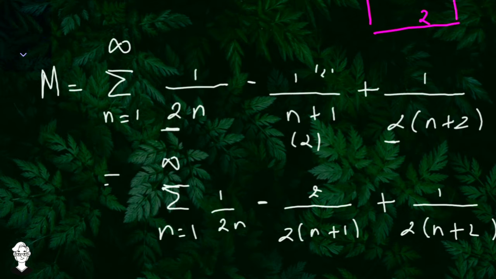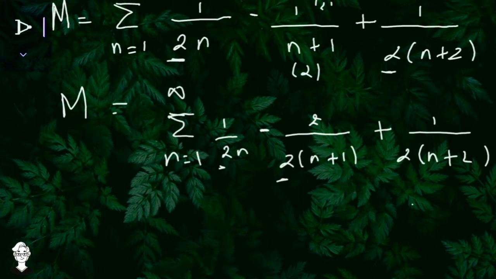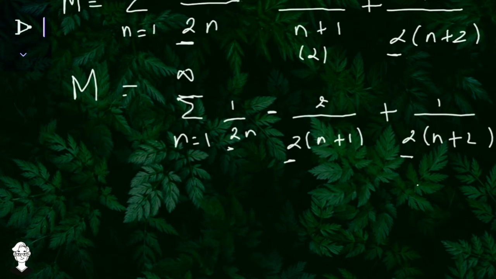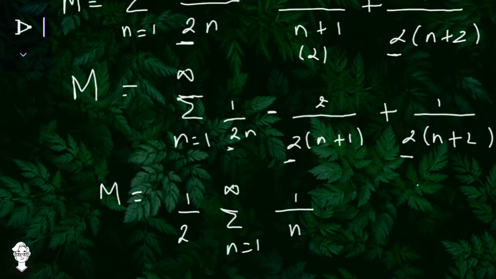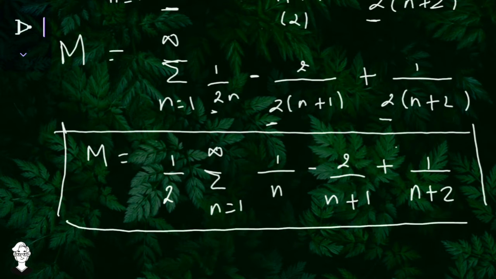Yes. Now what I can do further is that I can observe over here 2, 2 and 2, means all of the denominators have a common factor, that is 2. So I can take that out. So m is equal to 1 upon 2 taken common out, summation of n equals 1 up till infinity. Now what remains is 1 upon n, minus 2 upon (n plus 1), plus 1 upon (n plus 2). Yes, these things are left. So till over here everything is nice.